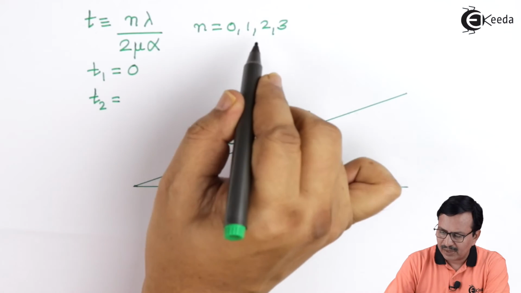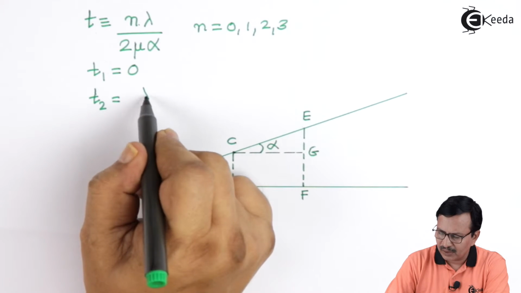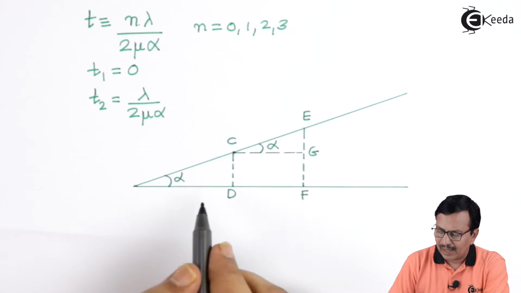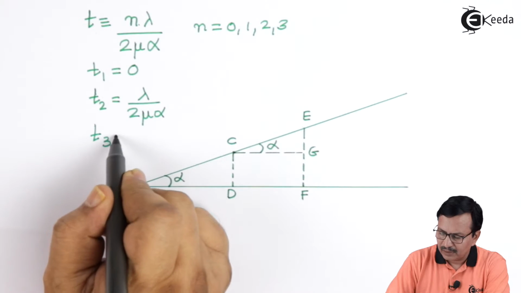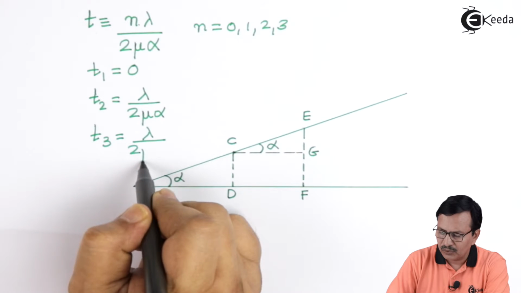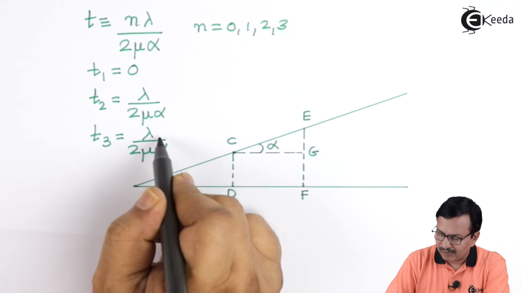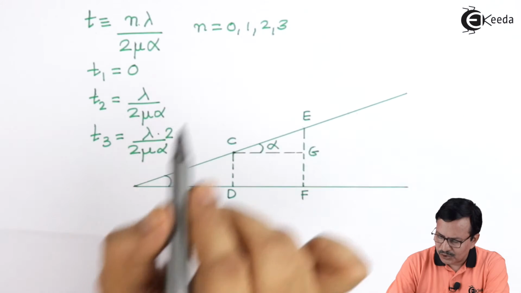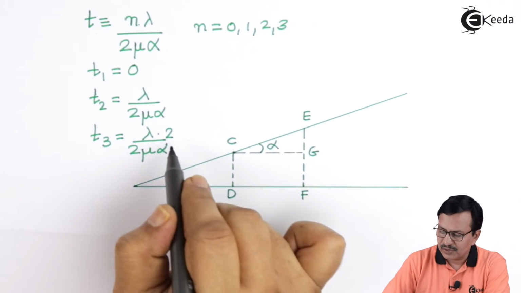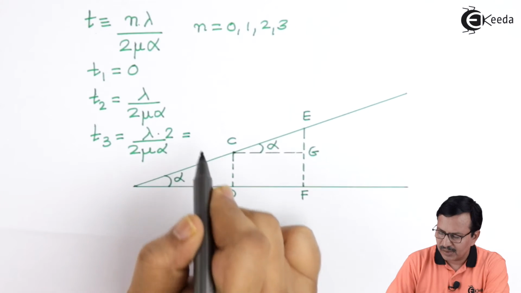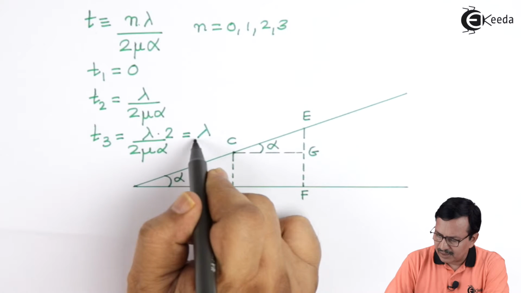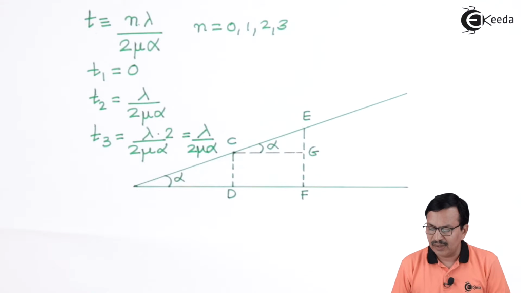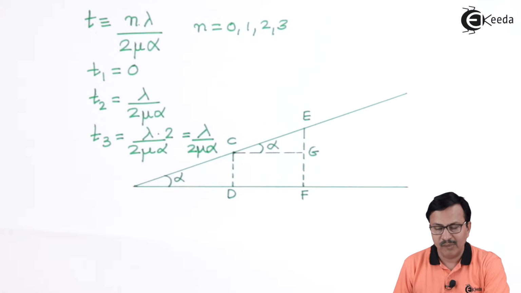The second one will appear when I substitute 1 in this expression, and this turns out to be lambda upon 2 mu alpha. For the third one, it is lambda upon 2 mu alpha multiplied by 2, because N is equal to 2 over here. So from here we are trying to find the expression for the bandwidth.